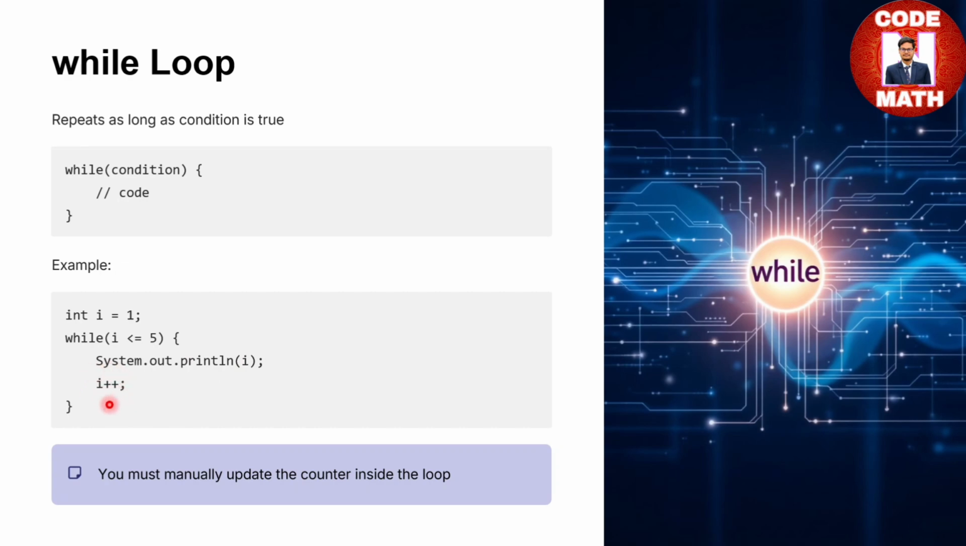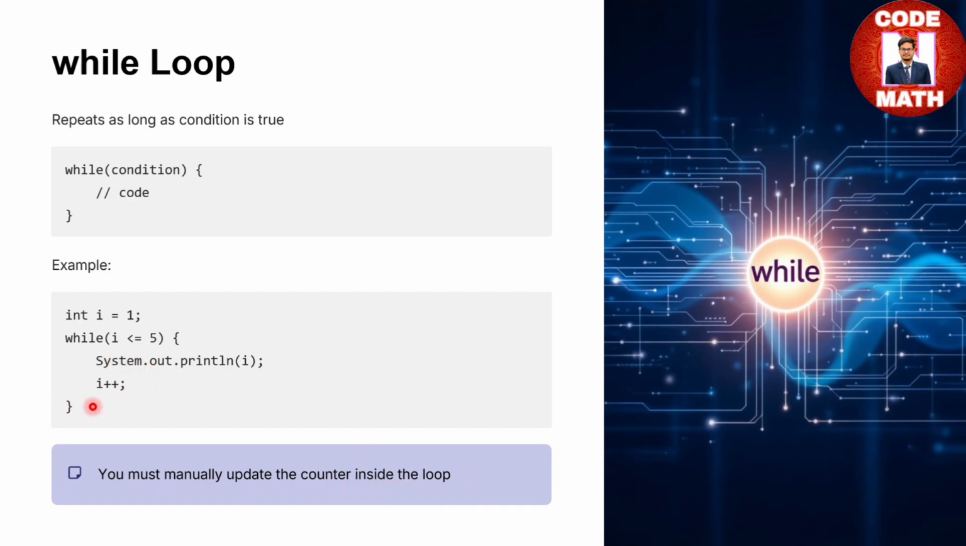Next we wrote the working of the loop, that is printing the i value, and again we are incrementing it. Okay, because if you do not increment, then it will never come to an end, because it will always check whether i is less than or equal to 5 or not. If it is less than 5, then it will surely run. So that's why we need to increment it mandatorily. You can also keep in mind that you must manually update the counter inside a loop.